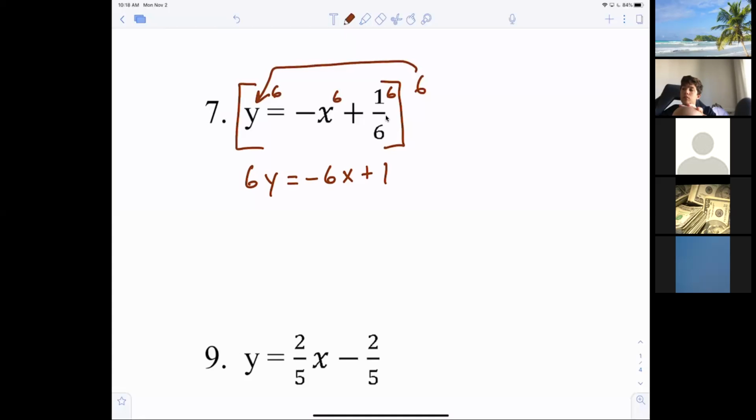All right? Because, again, we're just distributing the 6. 6 times y is 6y. 6 times negative x, negative 6x. 6 divided by 6 times 1. Right? Most kids have trouble with fractions. That's why I don't mind doing this lesson, because it helps you get a better understanding of fractions.